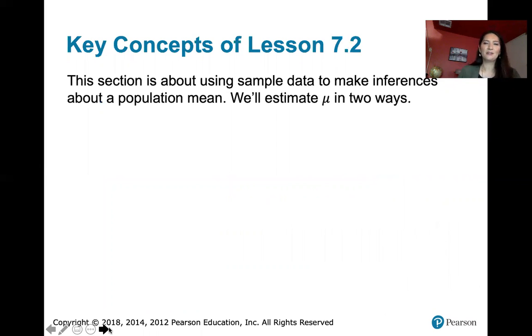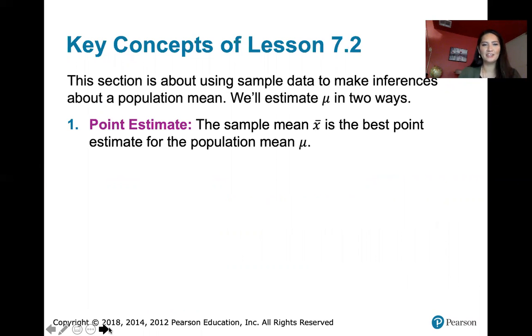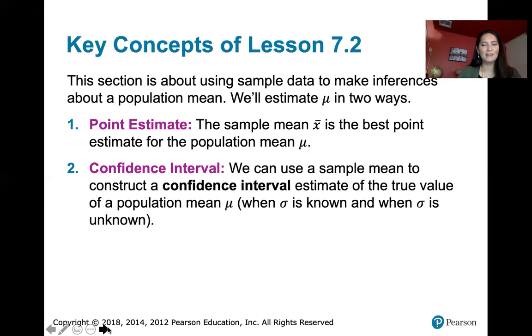So this section is about using sample data to make inferences about a population mean. We're going to estimate the mean in two ways. First, with a point estimate. I will tell you later, and I'll tell you now as well, that the sample mean x bar is the best point estimate for the population mean mu. Later, I will explain why it's the best point estimate, and we'll review how to compute x bar. Then we will estimate the population mean with a confidence interval.